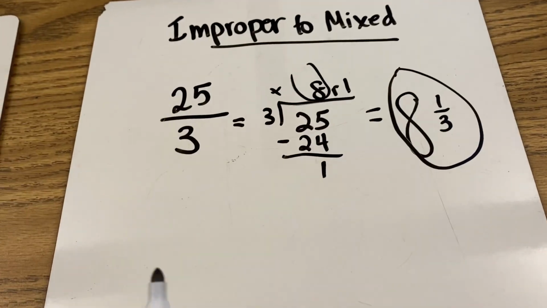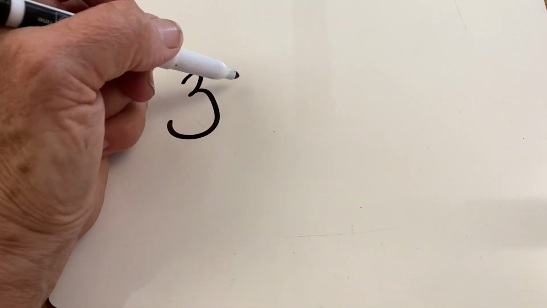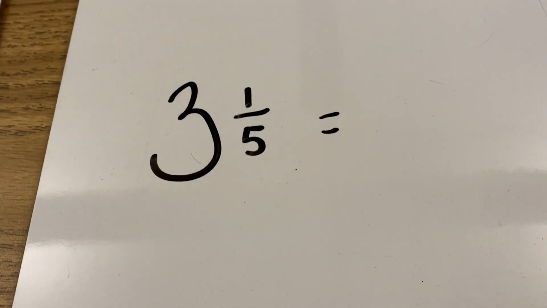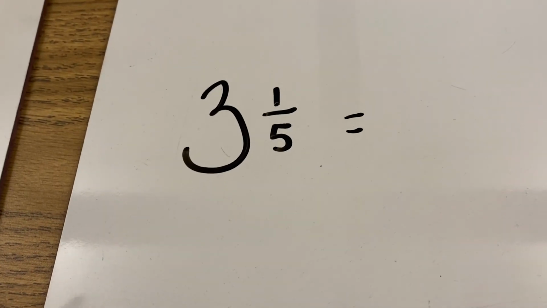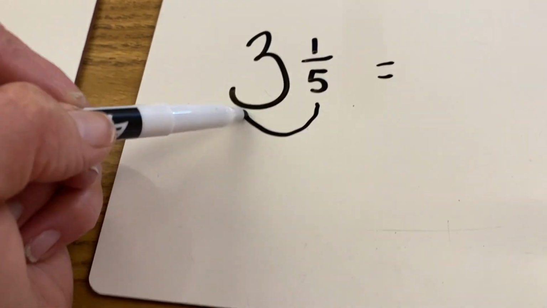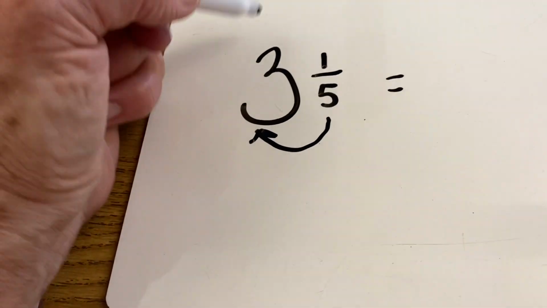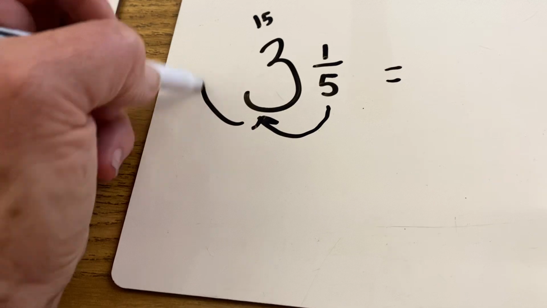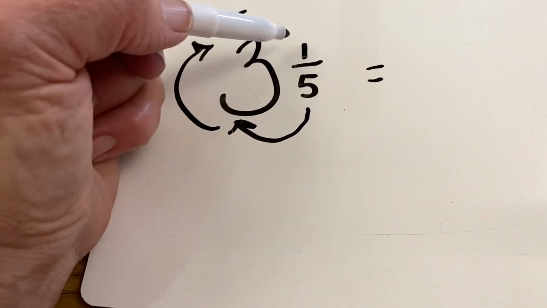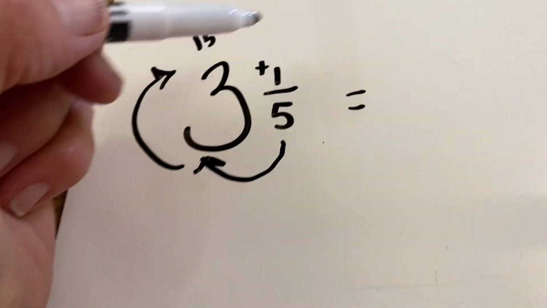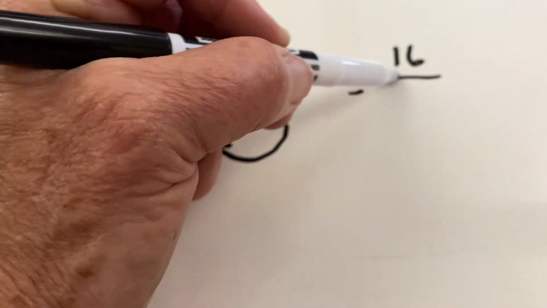Now, to go from mixed to improper, let's try that. So a little bit backwards. So let's say we have 3 1/5, and we want to change it to an improper fraction. Remember, we multiply. Denominator times whole number. So 5 times 3, we know that's 15, right? And then we add the numerator. So 15 plus 1 is 16.